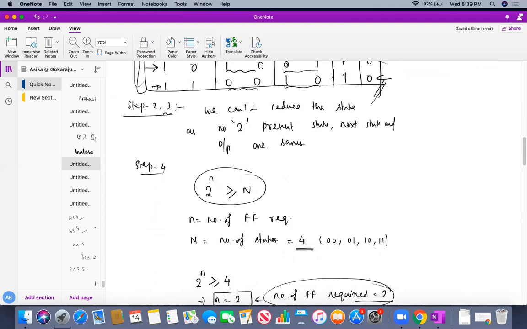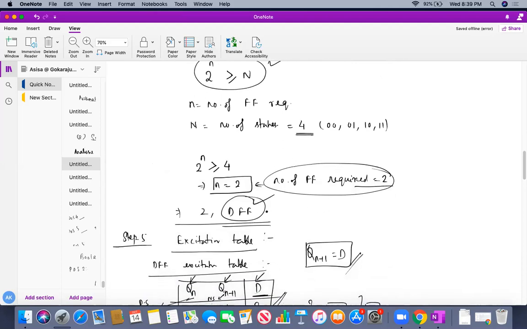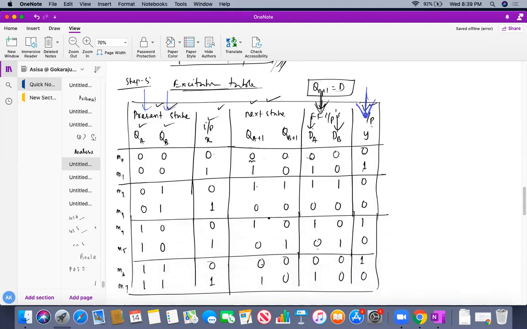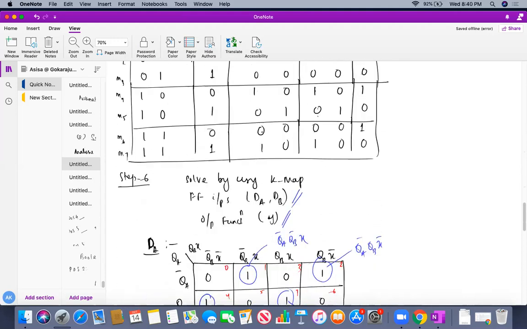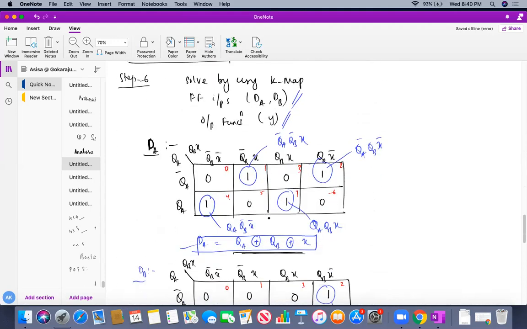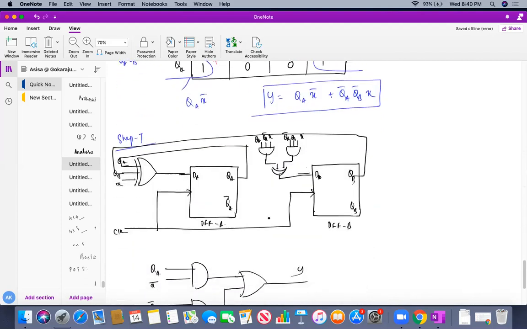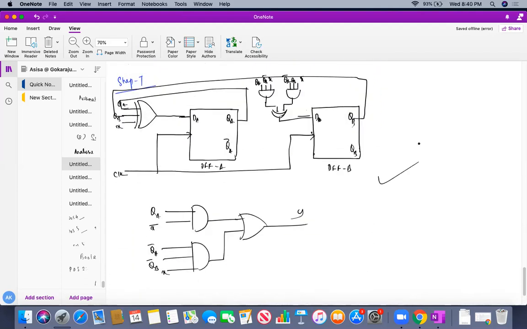Then we have to identify the number of flip-flops required from the relationship 2^n greater than or equal to the number of states, and the type of flip-flop to design. If the question gives it, here it is D flip-flop, that's why I have taken it. If not given, we can take JK, SR, D, T, any flip-flop and design. Then we find the excitation table derived from the state table and the excitation table of the chosen flip-flop. Then by solving K-maps we find the flip-flop inputs and the output function Y, and finally we draw the sequential circuit.